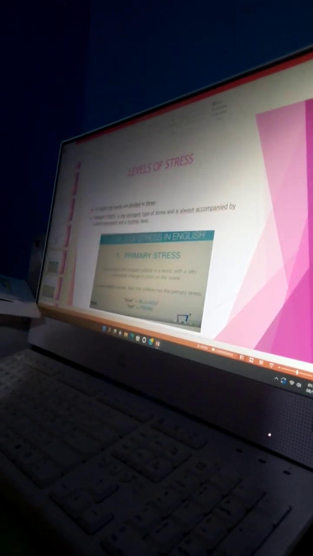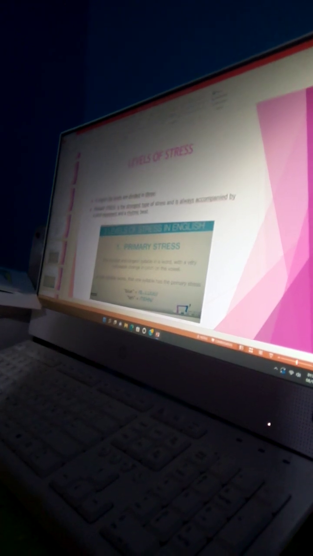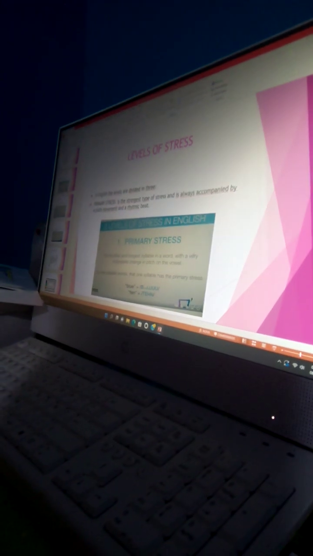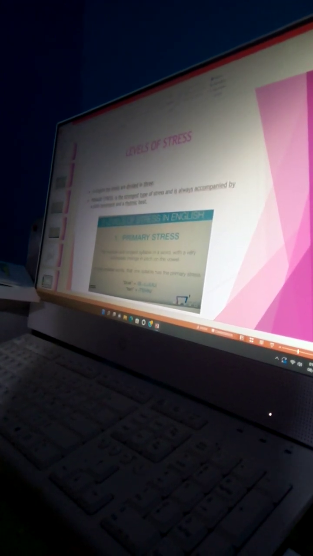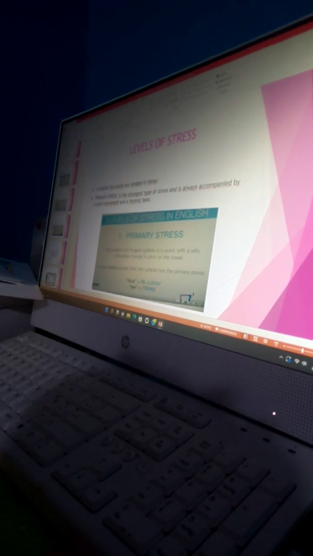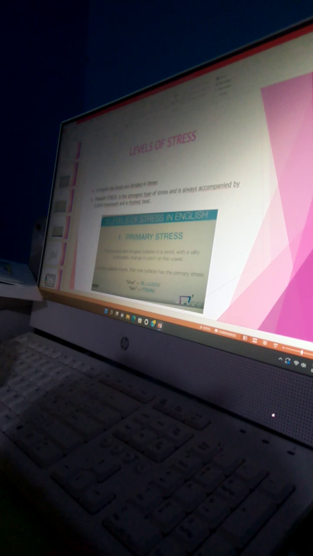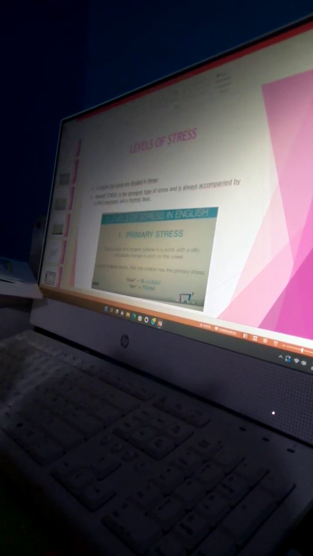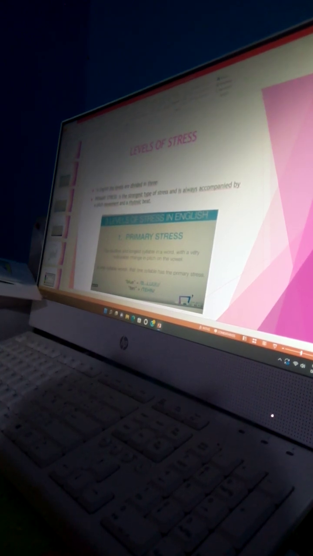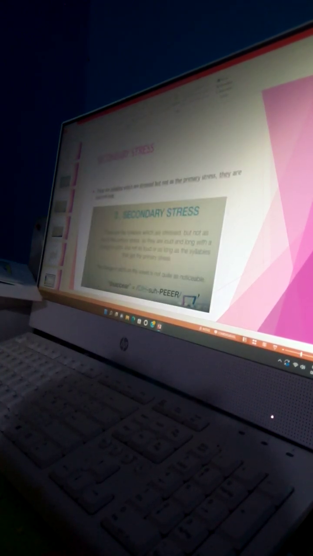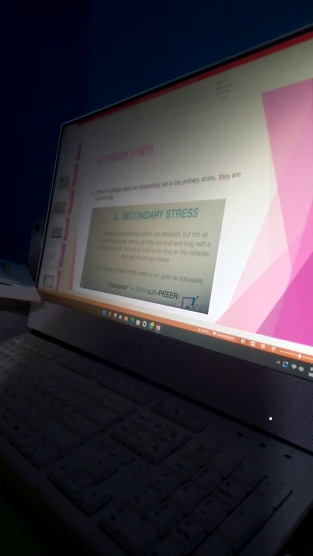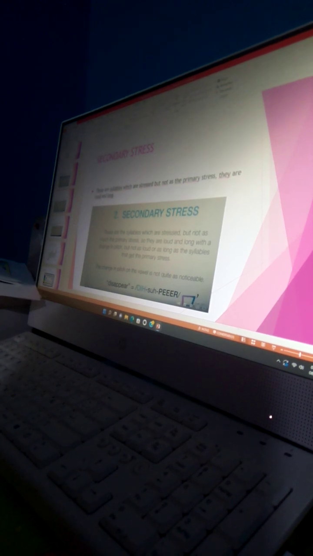Here we have the levels of stress, and there are 3. The first one is the primary stress, the strongest type of stress, which is always accompanied by a pitch movement and a rhythmic beat. It is a short word, but it has a long pronunciation, for example, "blue." The secondary one is syllables which are stressed, but not as much as the primary stress. They are loud and long, okay?